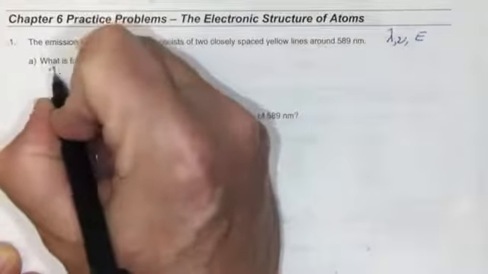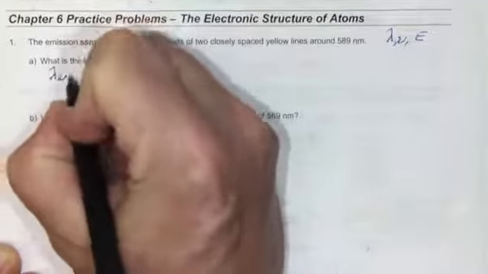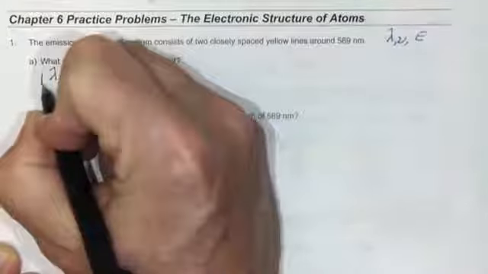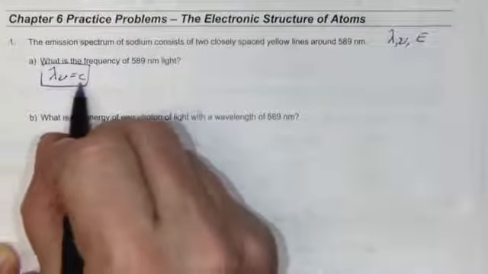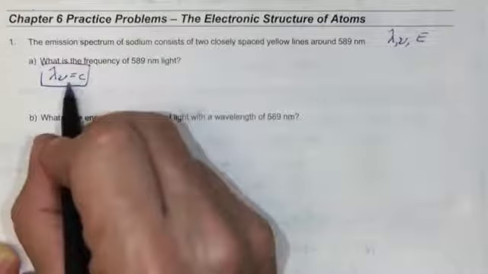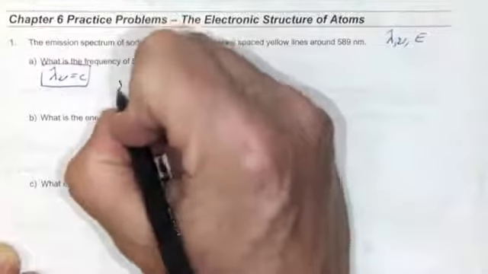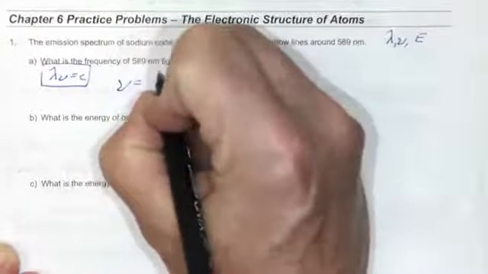Well, you need to know this relationship. Lambda nu equals c, the speed of light. So this is the relationship you need to know. Lambda represents wavelength, nu is frequency, c is the speed of light in a vacuum. So when we rearrange and solve this problem, we're looking for frequency. Frequency is equal to the speed of light divided by the wavelength.